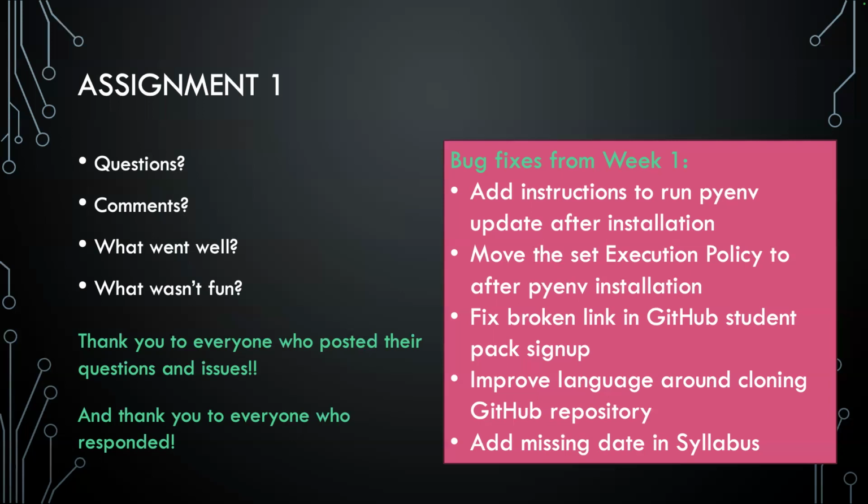Regarding improving language around cloning the GitHub repository, I noticed that earlier in the assignment we were asked to set up the SSH stuff, and then with the cloning, for Windows, the instructions were the HTTPS. Not the SSH version of cloning. Good call out. Thank you. I'll change that to be the SSH version.